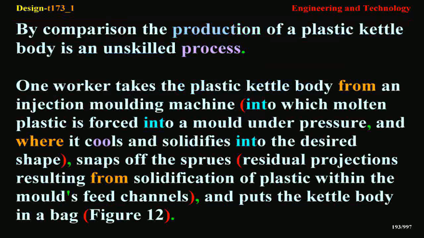By comparison, the production of a plastic kettle body is an unskilled process. One worker takes the plastic kettle body from an injection molding machine, into which molten plastic is forced into a mold under pressure, and where it cools and solidifies into the desired shape, snaps off the sprues, residual projections resulting from solidification of plastic within the mold's feed channels, and puts the kettle body in a bag.